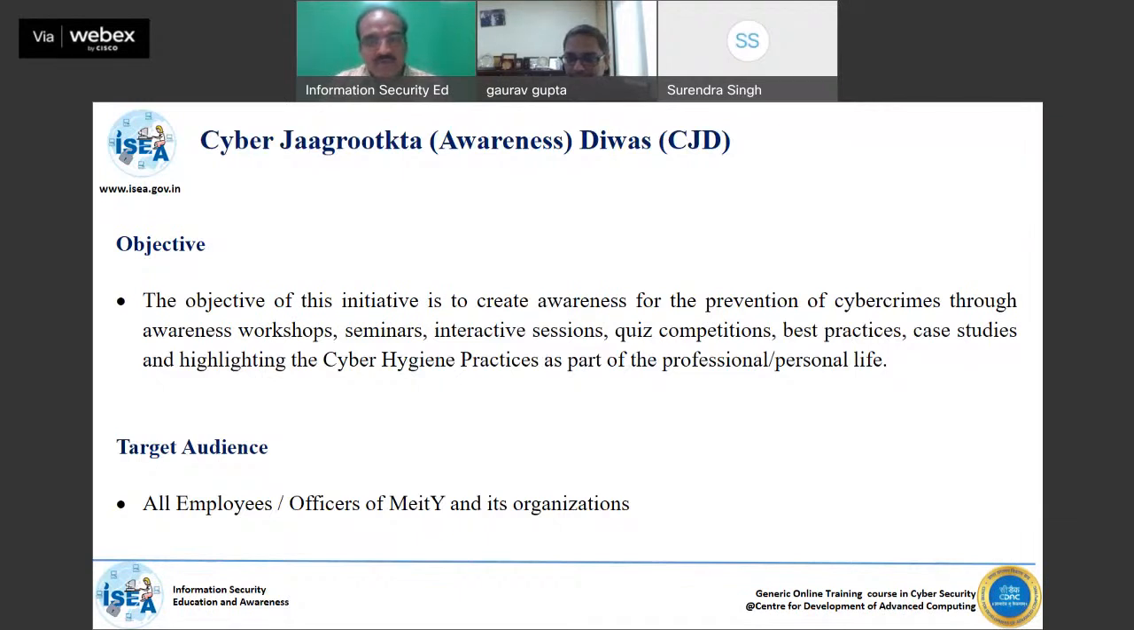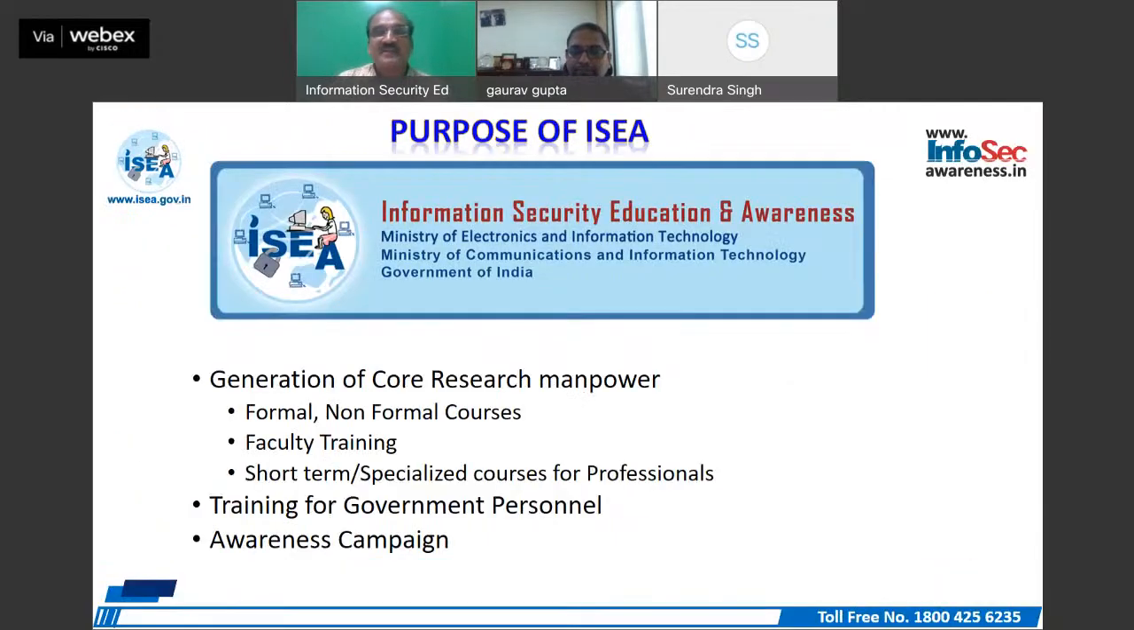There is no target group of users. All the employees, even if you are only using a mobile phone, are eligible to attend this session. And not only you: once you listen to these aspects during the session, you can also create awareness among your family members, your near and dear, your colleagues who have not attended, and at least family members. You can create this awareness so that they can safeguard themselves.